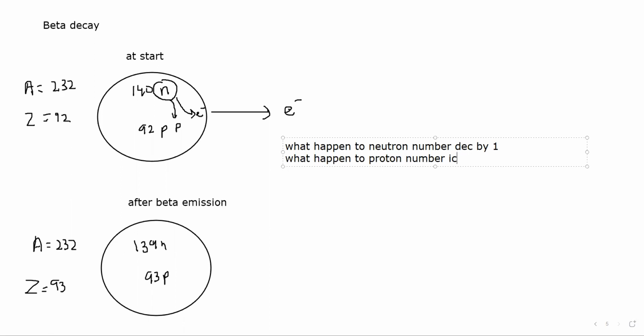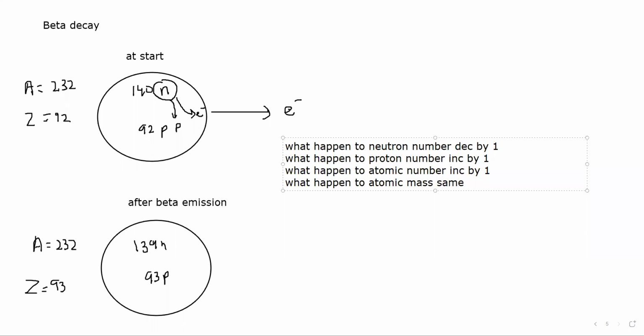It will increase by 1. What happened to atomic number? It will remain same. And what happened to atomic number? It increased by 1. And what happened to atomic mass? It will remain unchanged, or it will remain same.